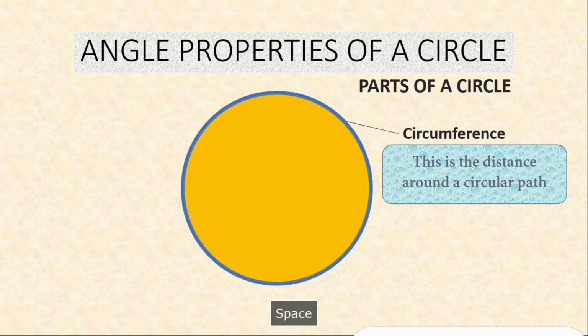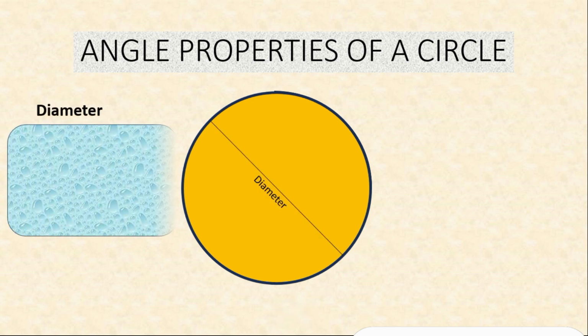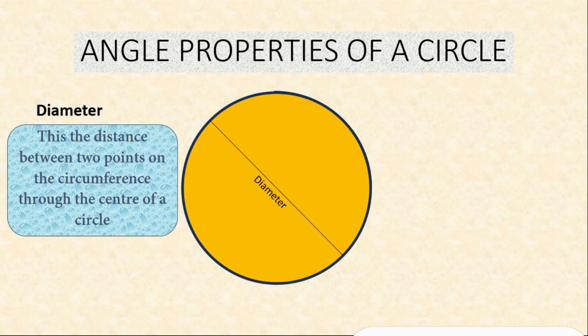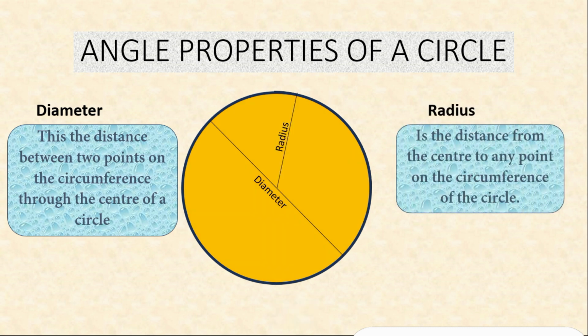Next, the diameter. The diameter is a straight line that passes through the center of the circle and joins 2 points on the circumference. It is the longest chord in a circle, and its length is equal to twice the radius. Now the radius. The radius is a straight line drawn from the center of the circle to any point on the circumference. All radii in the same circle are equal in length.